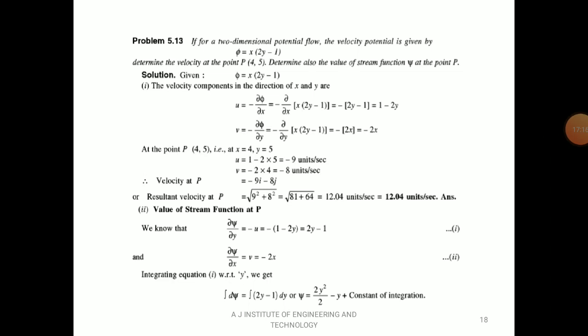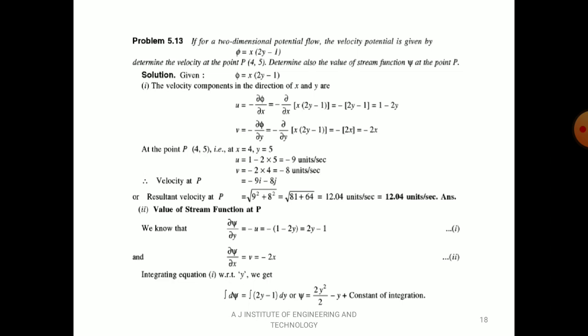Okay, let us go for a third problem. If for a two-dimensional potential flow, velocity potential is given by phi equal to x into 2y minus 1, determine the velocity at the point P (4, 5). Determine also the value of stream function xi at the point P. So given that phi equal to x into 2y minus 1.